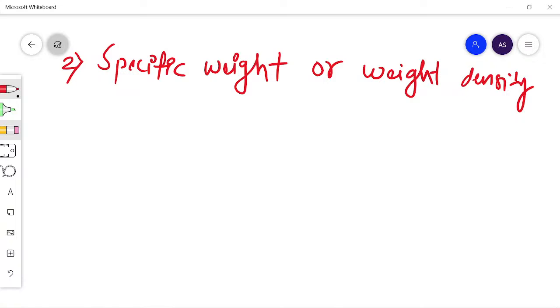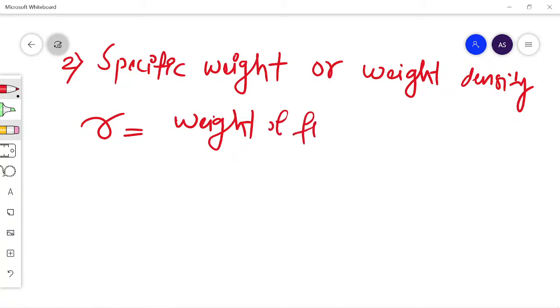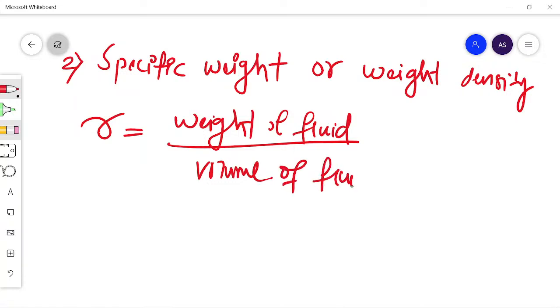You just write the weight. Weight density, denoted by gamma, means the weight of the body, which here means the weight of fluid, since we are dealing with fluid motion, divided by the volume of fluid. This is the weight density.